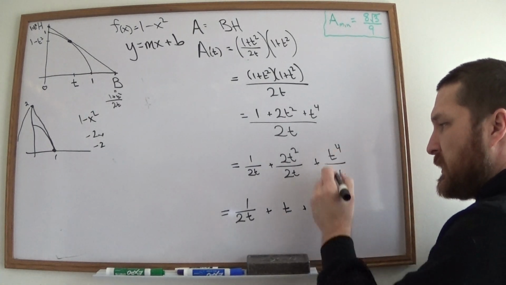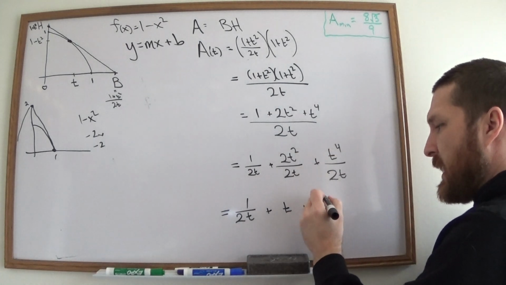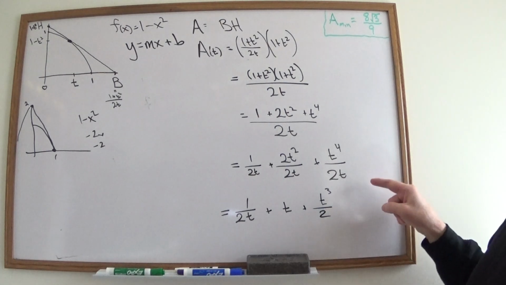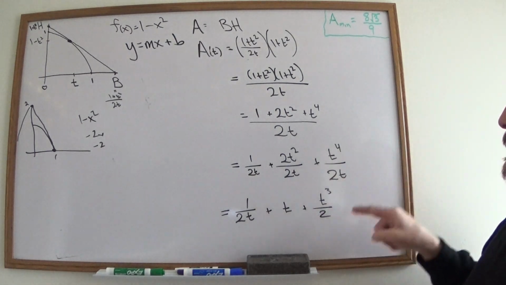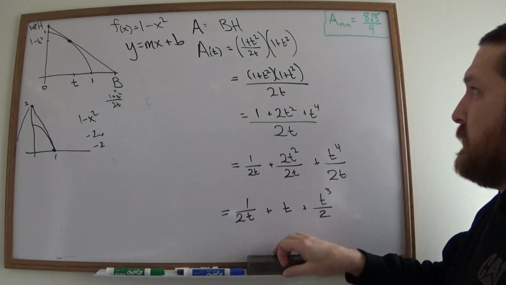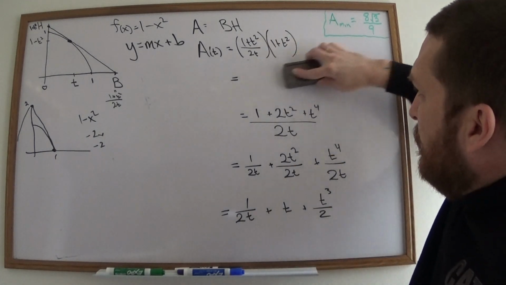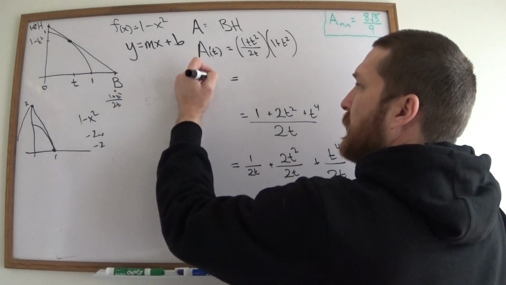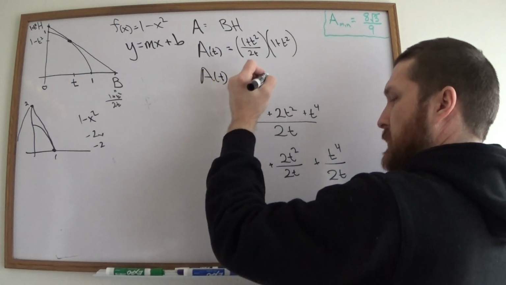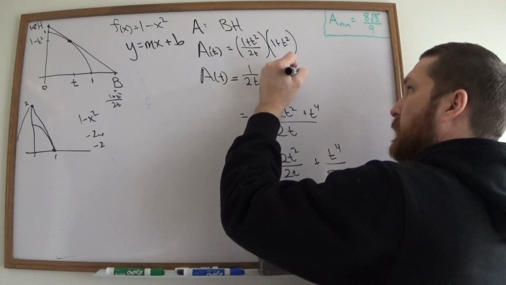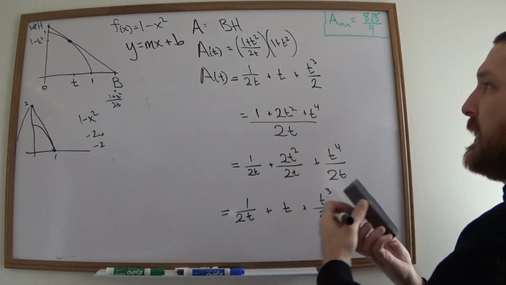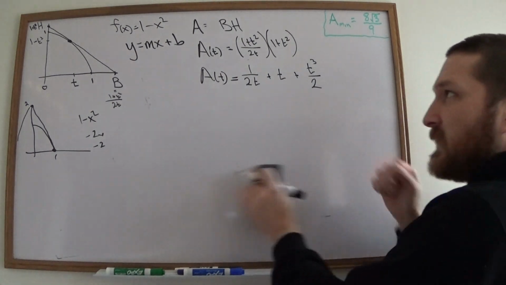This should be 1/2, or how about t cubed over 2? I think that's right. Make sure I haven't messed that up. Yes, that just cancels one of them, 2 stays in the denominator. So I'm going to rewrite this up here. A of t is 1 over 2t plus t cubed over 2. And we could see much more easily now that, yes, indeed, nothing's going to cancel out here.